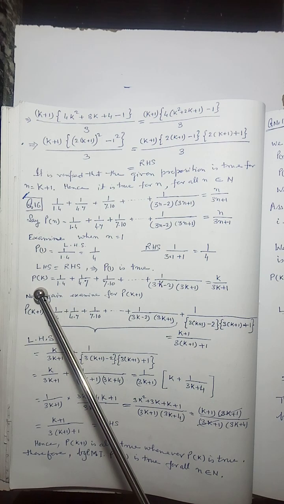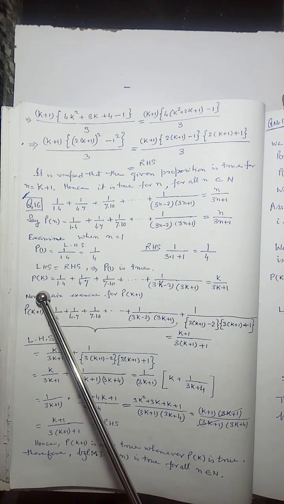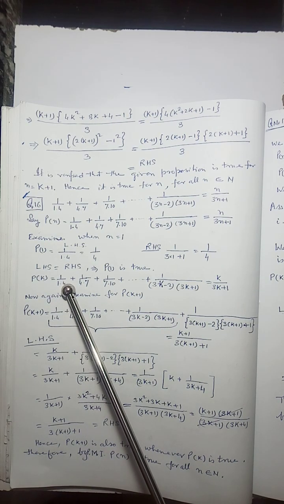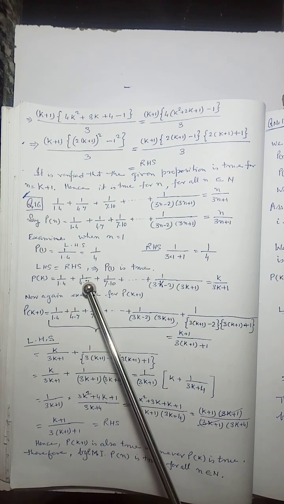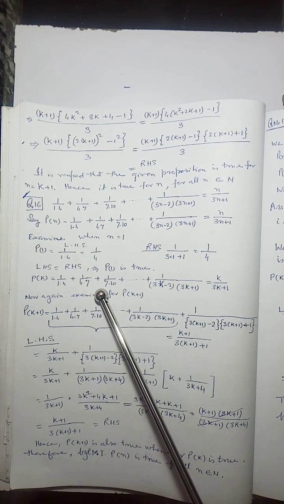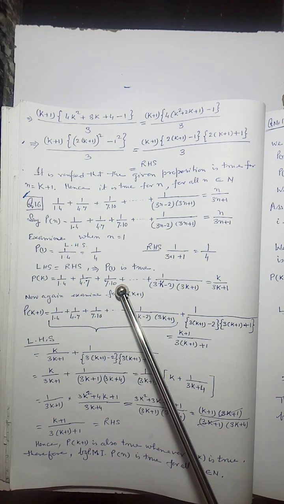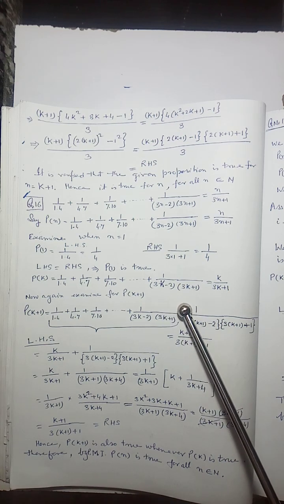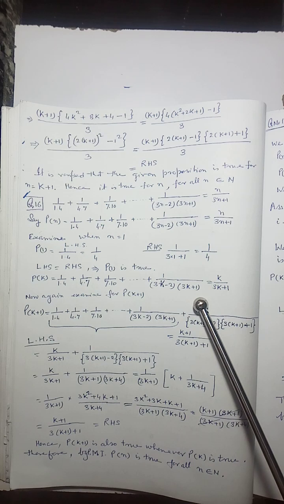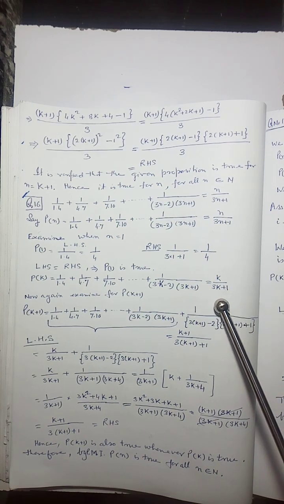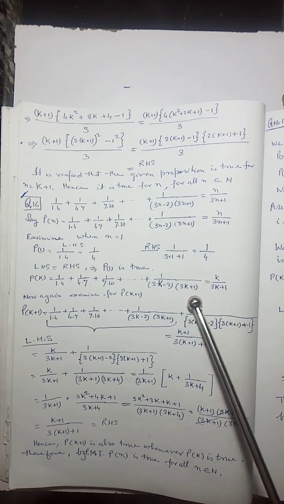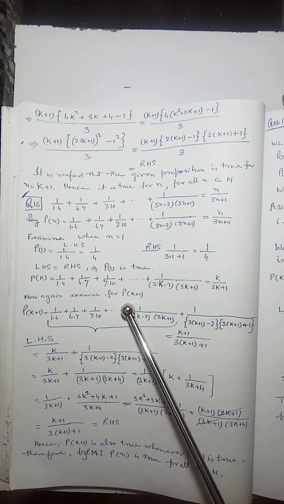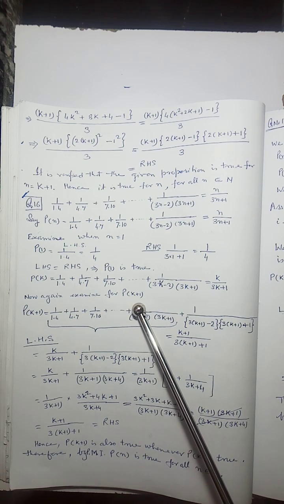Now, once P1 is true, assume that Pk is also true, that is Pk is equal to 1 upon 1 into 4 plus 1 upon 4 into 7 plus 1 upon 7 into 10 plus ... plus 1 upon (3k minus 2)(3k plus 1), and it will be equal to k upon 3k plus 1. Now again we have to examine whether Pk plus 1 is true.